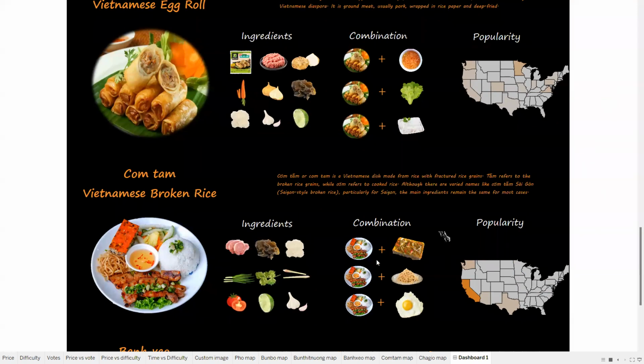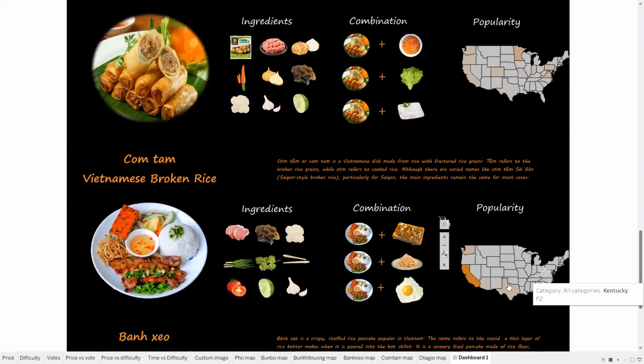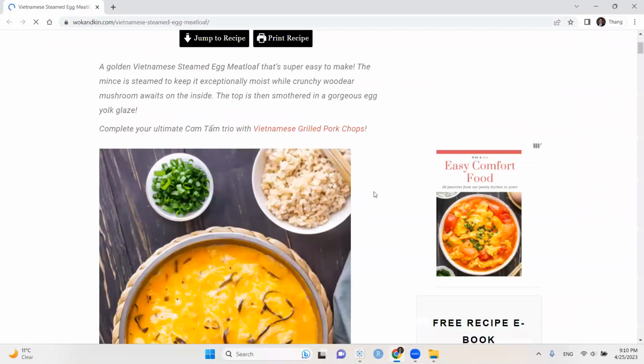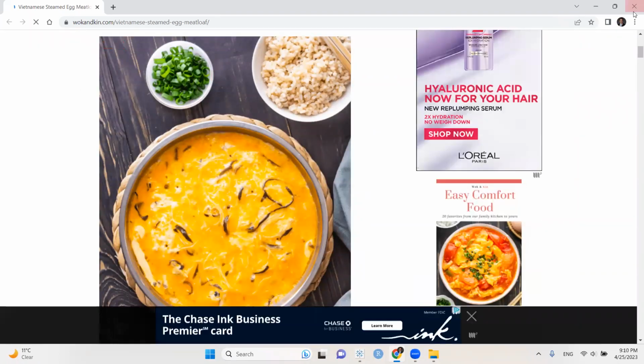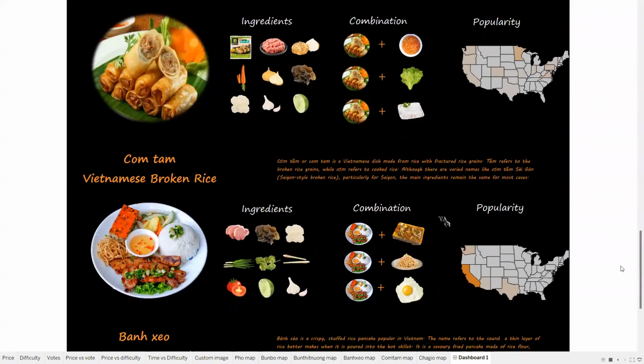And again here, in terms of combination, it goes really well with meatloaf, but it's actually a Vietnamese version of meatloaf, and it's very different from what you have here. It has a very nice brown crust color from the egg, and it also comes with something interesting. This is a pork skin. Very interesting combination. And in terms of popularity, it's getting popular in California, which is not surprising because this is a state where most Vietnamese people live in the US.